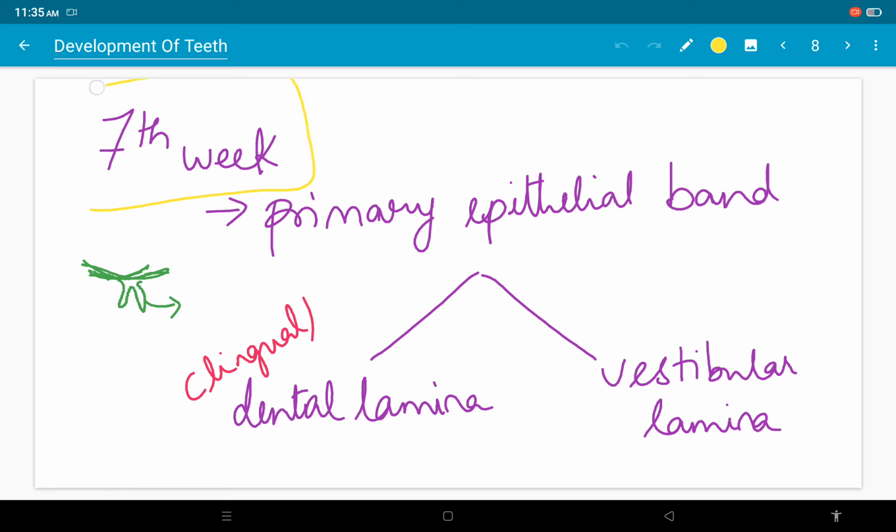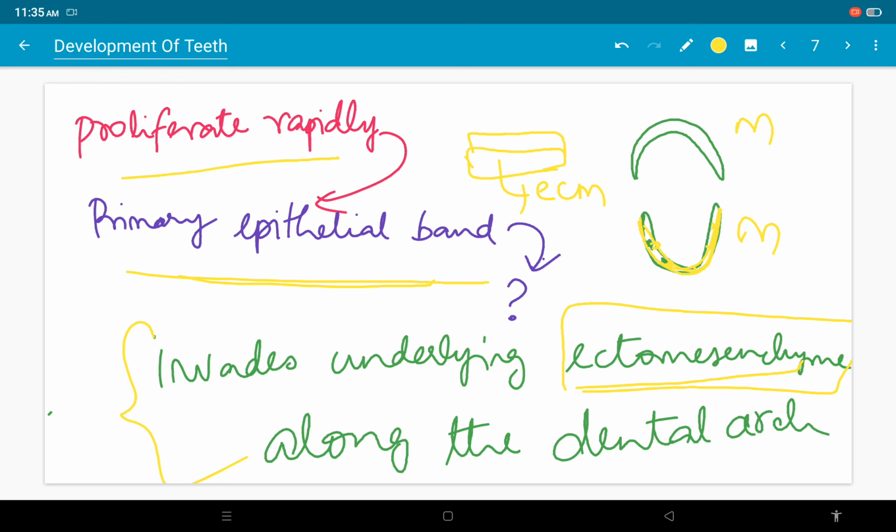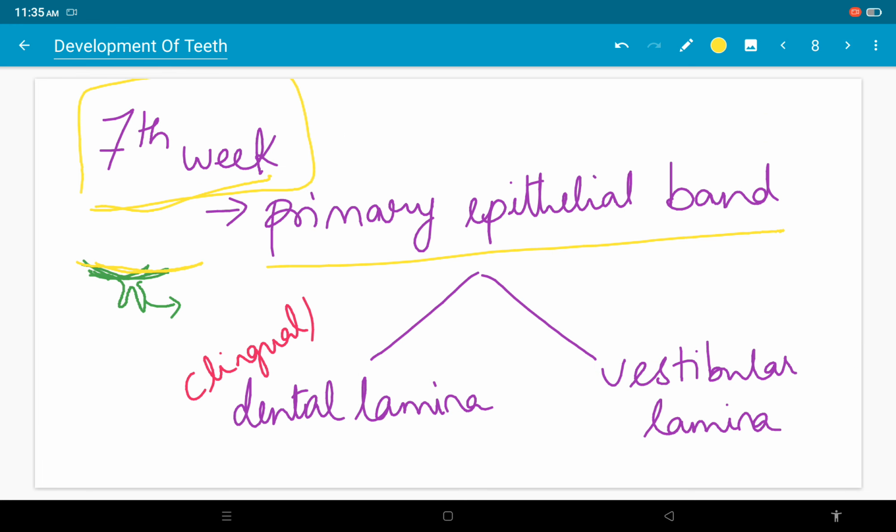At 7th week, we were talking about 30 days, right? 30 days is around 4 or 5 weeks. Now around 7th week, the primary epithelial band divides into two. Consider this is your primary epithelial band. We saw here, right? Primary epithelial band. It divides into two in certain areas like this. So the lingual part is known as the dental lamina. The buccal part is known as vestibular lamina.